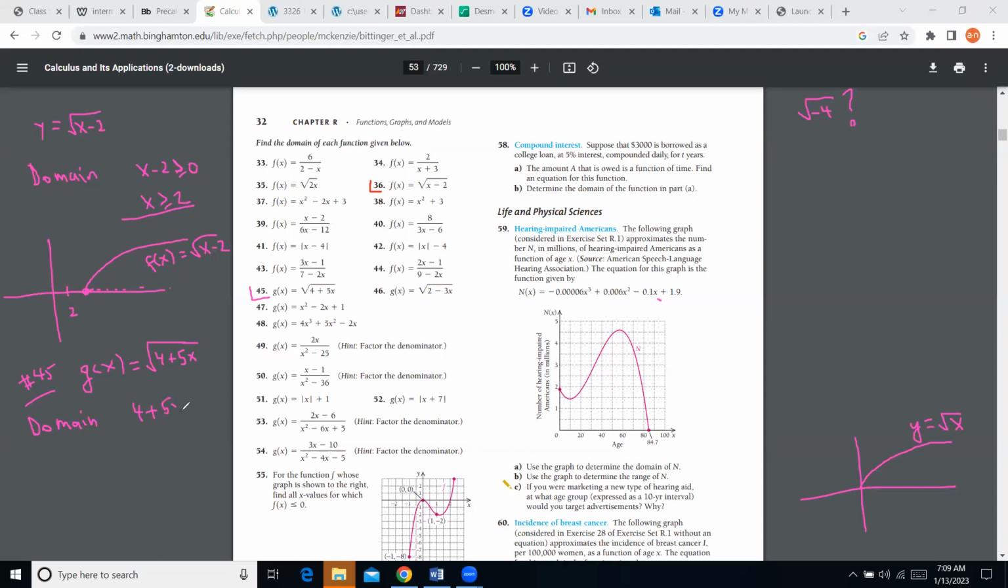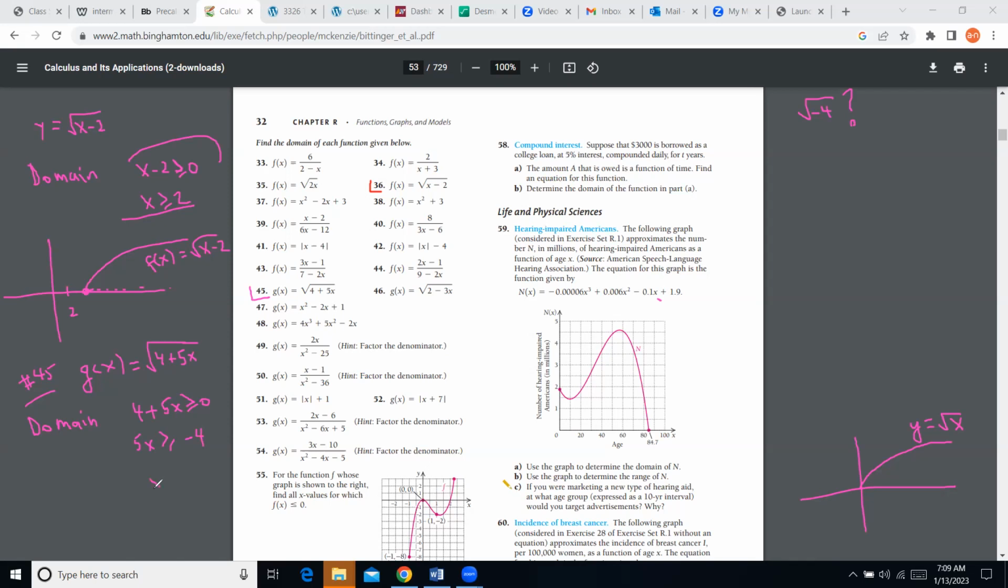So this is my radicand that I put greater than or equal to 0. Please notice it's the same as in the previous problem. And now I want to solve this for x. So I put 5x is greater than or equal to -4.